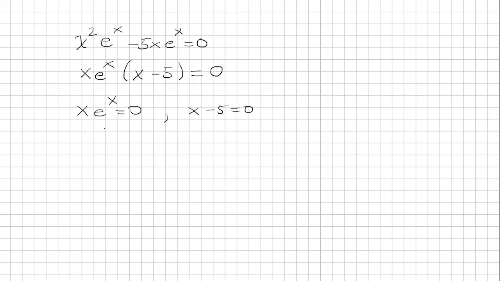Note, e to the x is never equal to 0, so I can divide both sides by e to the x and get x equals 0. And here I add 5 to both sides, so I get x equals 0 and x equals 5.